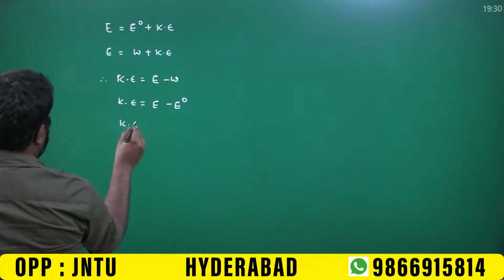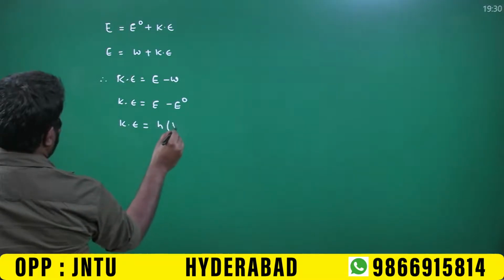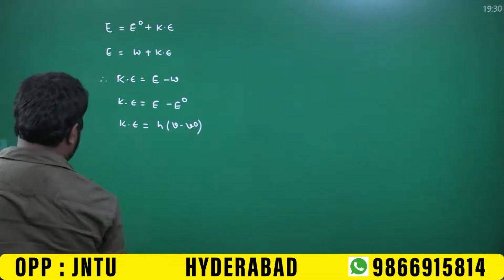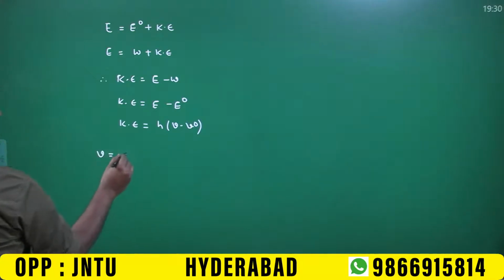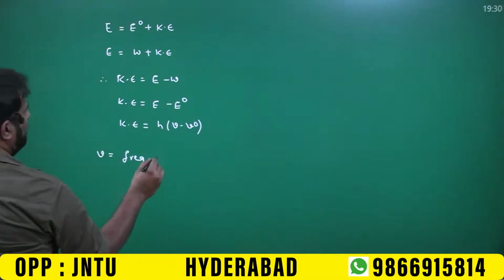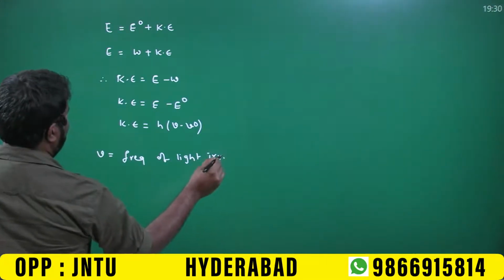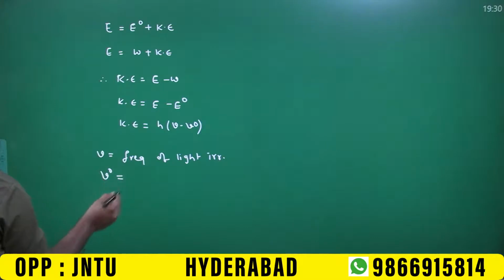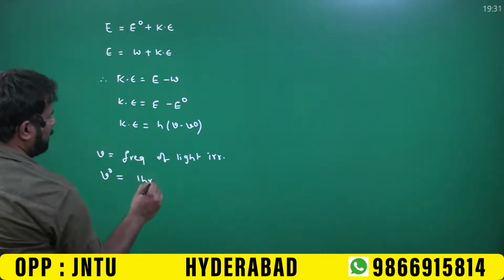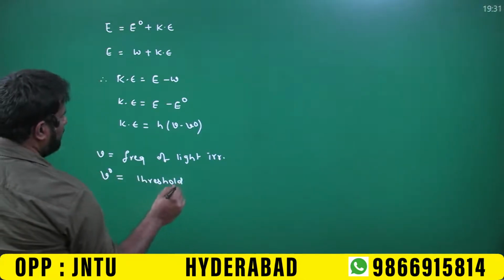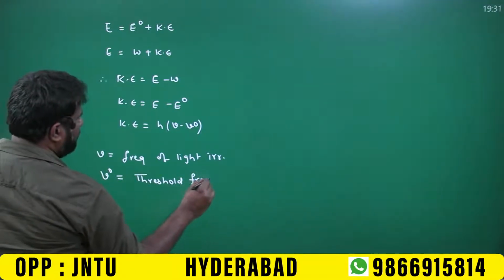E equal to h nu. So you can take h nu minus h nu naught, where nu equals frequency of light irradiated. E naught is threshold energy, and nu naught is threshold frequency. Okay? Threshold frequency.